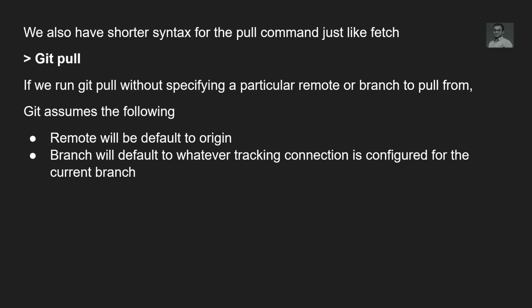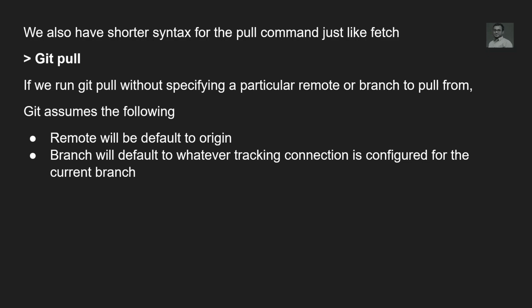So we have seen this. Now, the tracking connection we are keeping is not set by us. You need to remember that we are not setting the tracking connection manually. It is set automatically when you use the switch command. For example, when you use git switch branch 1 or git switch branch 2, the switch command automatically sets the configuration between the remote branch 1 and your local branch 1. You need to understand the main difference between these two. So the branch will default to whatever tracking connection is configured for the current branch.